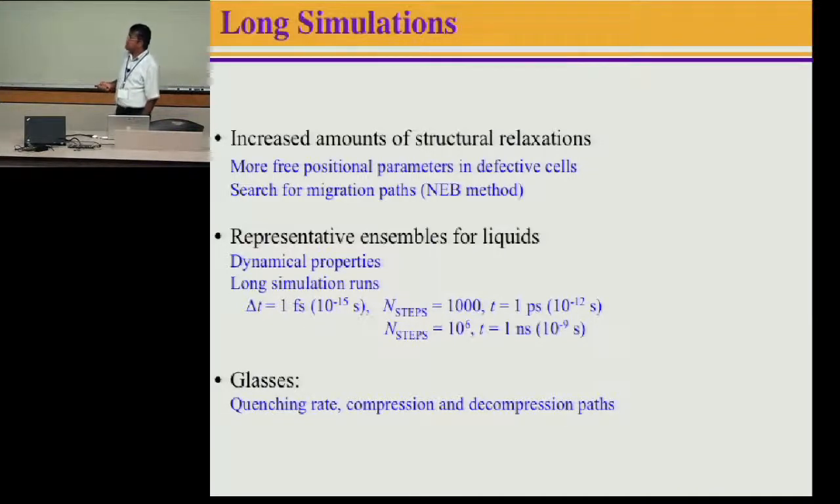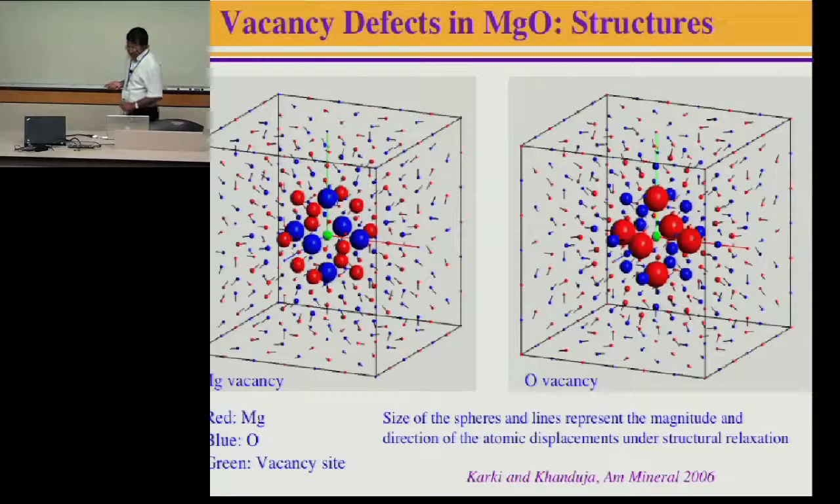And then for glass, the quenching rate matters, like how fast you quench the liquid to get the glassy state. And if you are trying to study pressure effects, compression and decompression, at what rate you do it. So all those things actually matter. If you take care of all these, then you need to make really long simulations. This is just to show that in the case of magnesium oxide, a perfect crystal has no free parameters. Once you have defects, then essentially all the atoms see some level of displacement. That means they undergo relaxation.